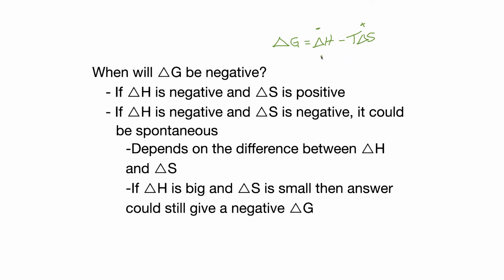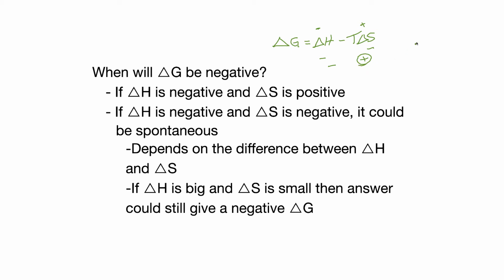If delta H is negative and S is negative, let's take a look at this. Now we've got a negative enthalpy. We have a negative entropy times the positive temperature, and that's going to give us a positive value on this side. So this could be a positive value over here. Now, this could be spontaneous if you have a negative enthalpy and a positive temperature and entropy over here, but it depends on how big this number is right here.